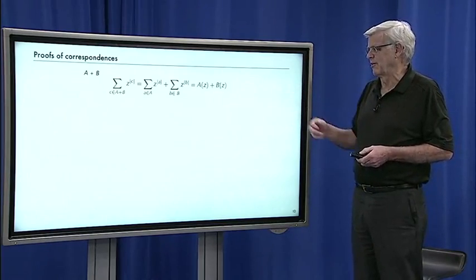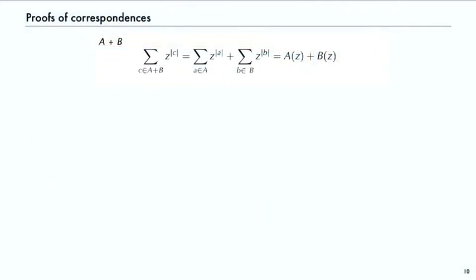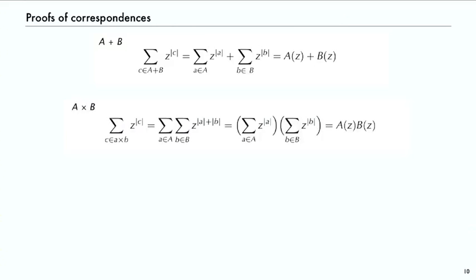So here's just the proofs about the generating functions. For A plus B, if you have an object that belongs to either A or B, and you sum over all objects in A plus B, then you can split the sum into two parts, the ones from A and the ones from B, and by definition, that gives you the sum of the two generating functions. For Cartesian product, it's slightly more complicated, but not much. If you take an ordered pair of objects from A and B, all ordered pairs, and you sum over all ordered pairs, then you can treat that as a convolution of two sums.